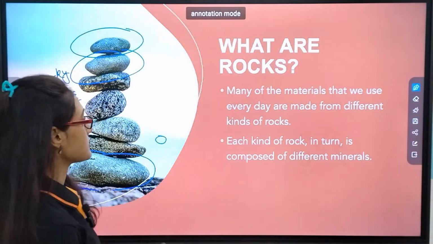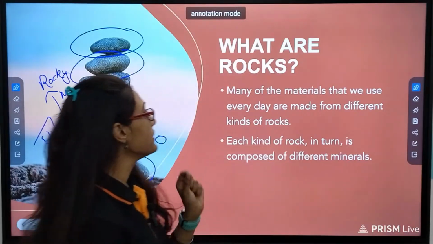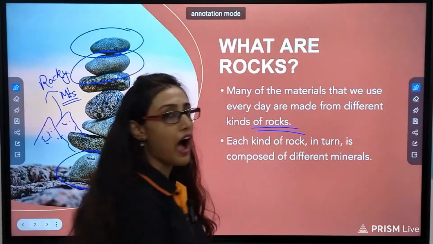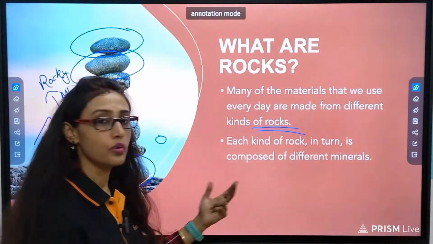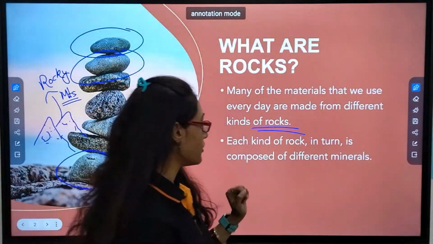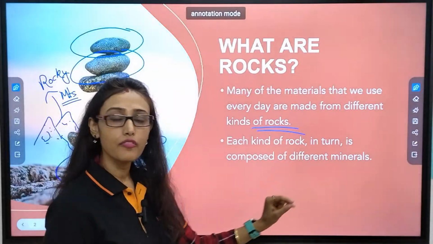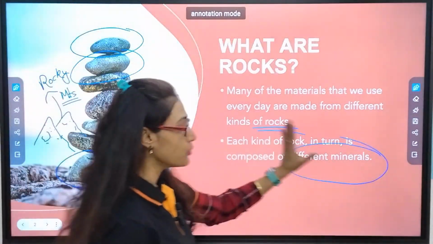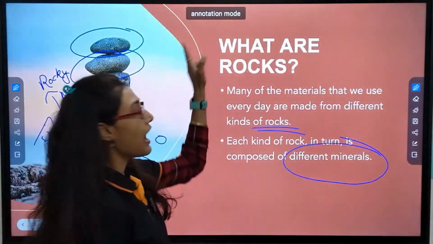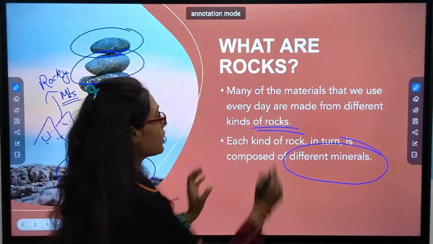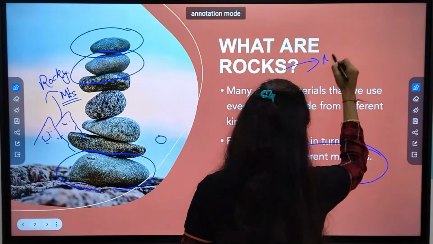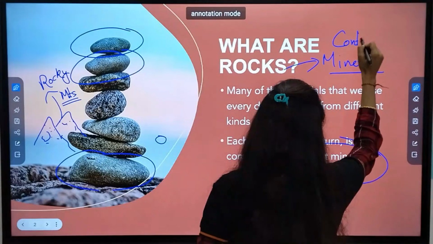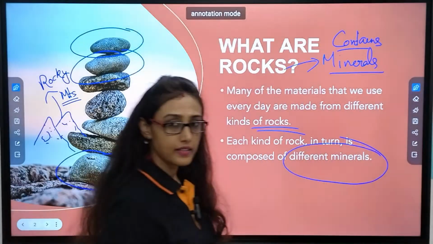Now let's read. Many of the materials that we use every day are made from different kinds of rock. How? What? We will come to know in the later part. Each kind of rock in turn is composed of different types of minerals. This thing I have just explained, and you know by now that rocks are formed of what? Nothing but minerals. Rocks contain minerals.